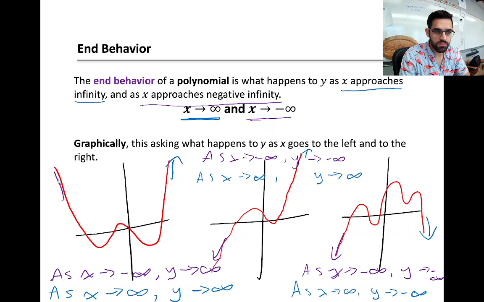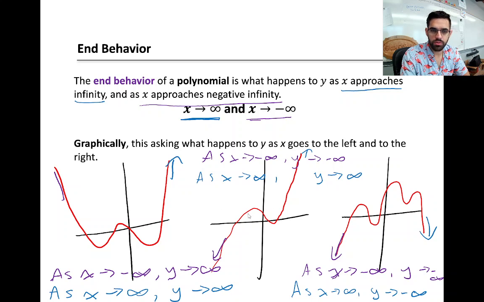A couple examples: if I have a graph that starts high and ends high, then we say as we go left, we go up. So as x approaches negative infinity, y approaches positive infinity. And as we go to the right, the curve also goes up. As x approaches positive infinity, we go up. Y approaches positive infinity.